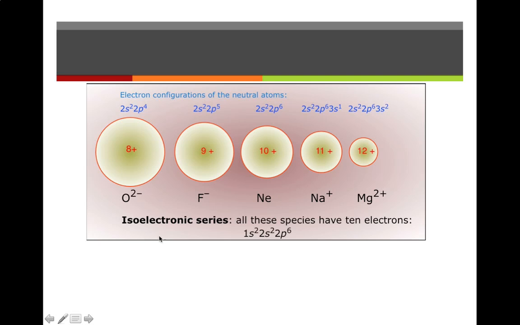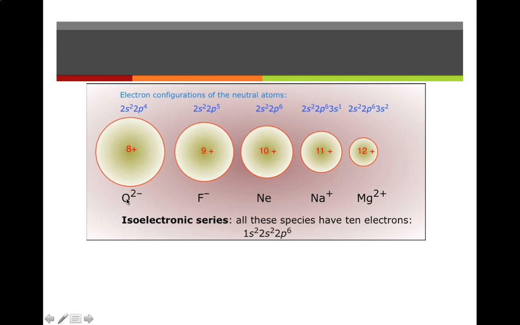Here's an isoelectronic series, which means all of these have the same electron configuration after they've become their current ions. So they are all 1s2, 2s2, 2p6. Up here we have what they were before we formed ions. So oxygen as an atom would be 1s2, 2s2, 2p4. But here we've gained 2 electrons to become O2-, and now it's 1s2, 2s2, 2p6.